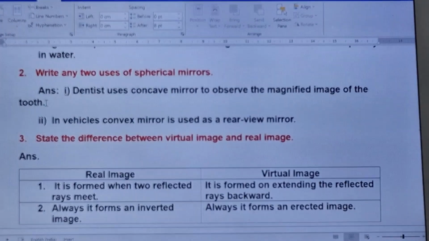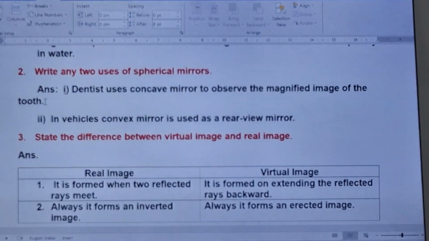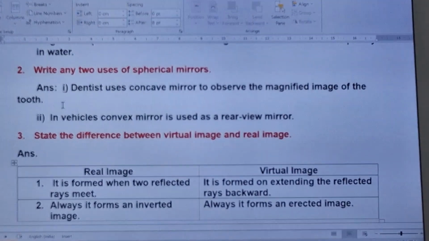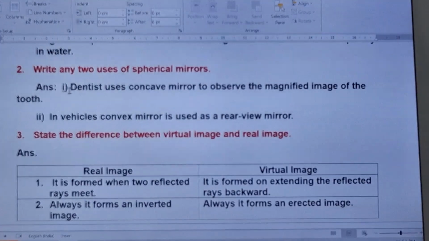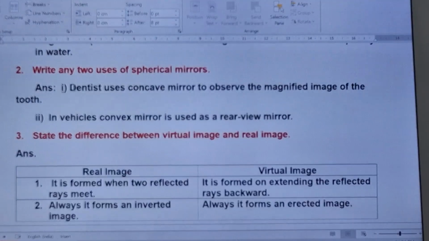What is the meaning of it? Say, if you go to the doctor with any tooth pain or infection in your tooth, then what will the doctor do? The doctor who deals with our teeth is called a dentist. So, what will the dentist do?